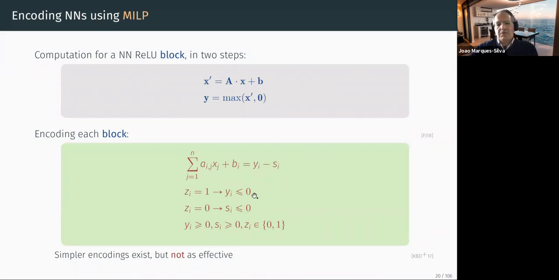And the idea is as follows. Depending on the z, and the z can only take value 1 or value 0. If it's 1, then y_i is less than or equal to 0. And since it's greater than or equal to 0, it's going to be 0. Otherwise, z_i is 0. And in that case, it's s_i that is going to be less or equal to 0 and greater than or equal to 0. So it's going to be 0. So what I'm saying is that either y_i is positive or s_i is positive.